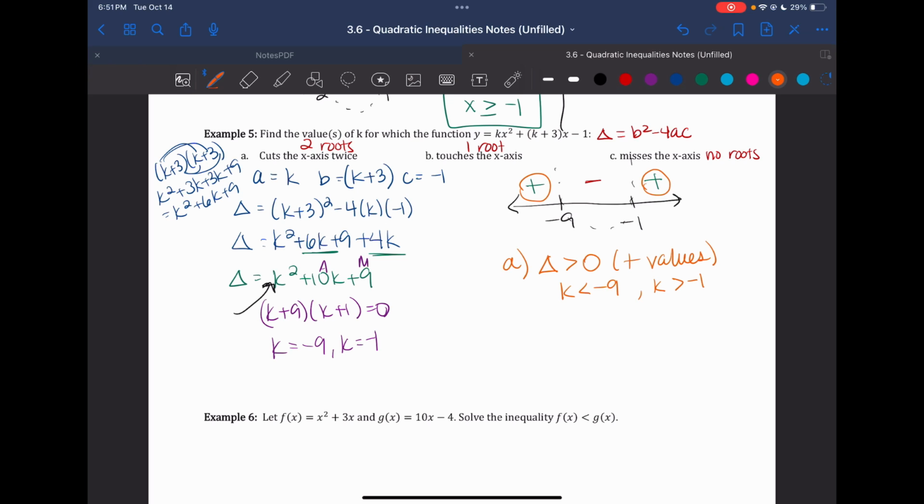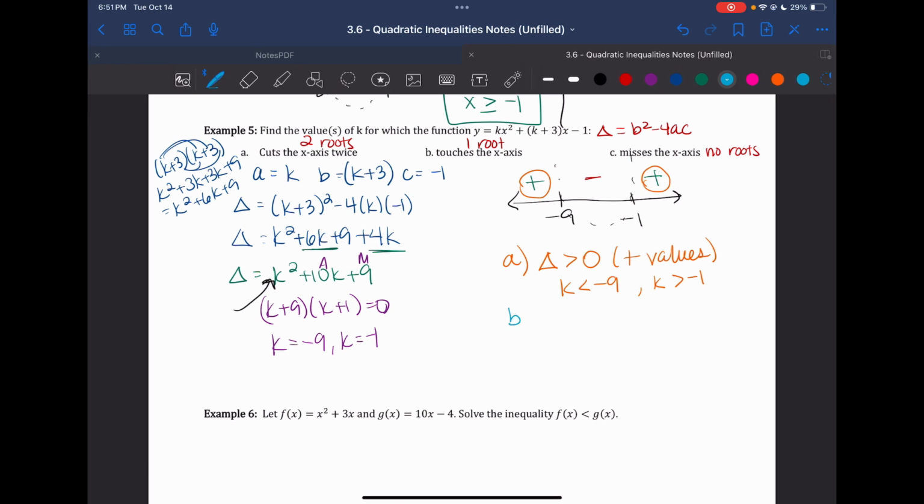For letter B, where does it actually touch the x-axis? Well, from our discriminant information from before, that's when the discriminant is equal to 0. When it's equal is when it's actually on those roots. So when k is equal to -9 and k is equal to -1.